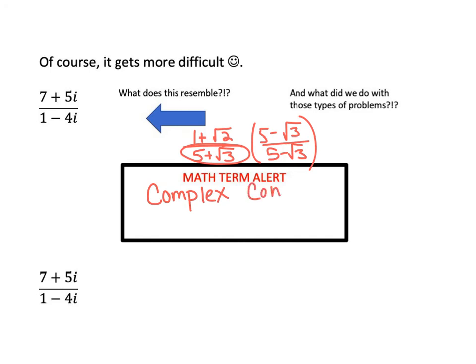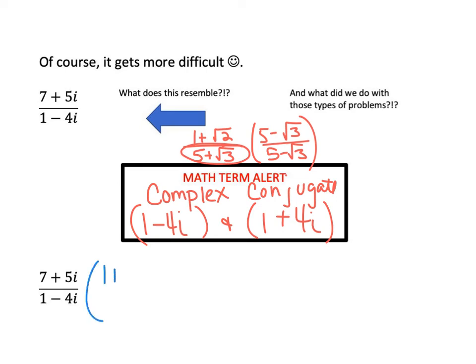Okay, a complex conjugate, well, what's a conjugate? It's just where it switches the middle sign, okay? So 1 minus 4i and 1 plus 4i would be complex conjugates. So one's a minus, one's a plus, everything else about them is the same. So whenever you have this binomial down in the bottom, the trick is you multiply by its complex conjugate, which would be 1 plus 4i over 1 plus 4i.